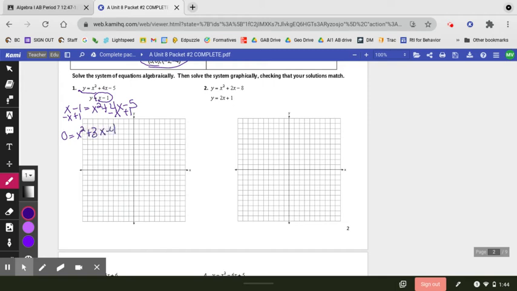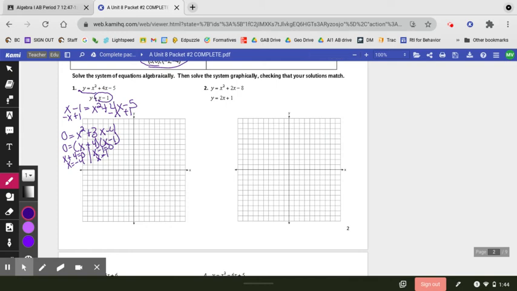I want factors of -4 that add to be 3. So that's 0 equals x plus 4 times x minus 1. Set each one equal to 0. X plus 4 equals 0. X minus 1 equals 0. That gives me the solution x equals -4 and x equals 1.